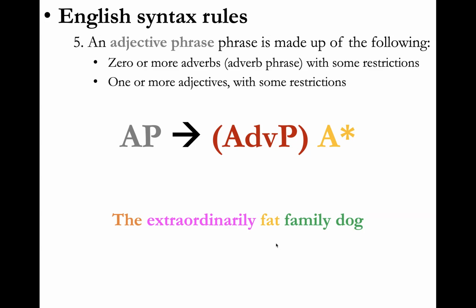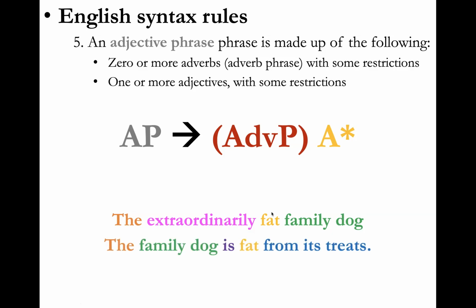So again, the same sentence I had before. You can see I made it pink in this one. I hope that's not confusing. The extraordinarily fat family dog could have been maroon, like this one. Same thing. An adjective phrase is made up of an adverb. That's legal. So adverb here, fat is our adjective. So extraordinarily fat is our adverb phrase. Or excuse me, is our adjective phrase. Extraordinarily fat.